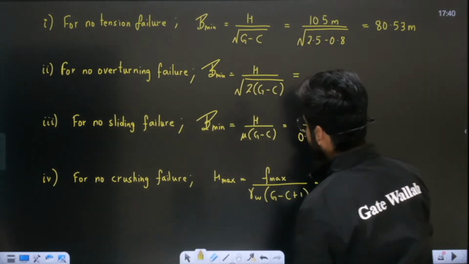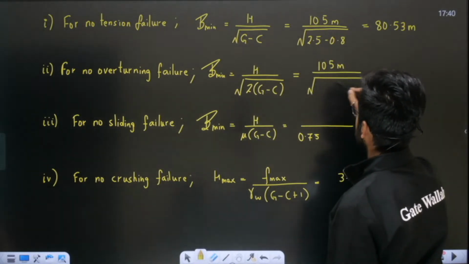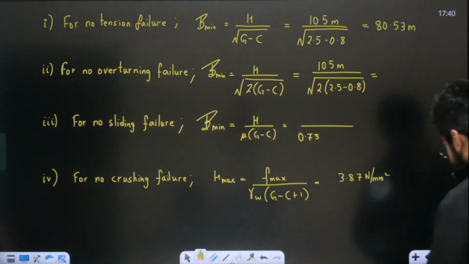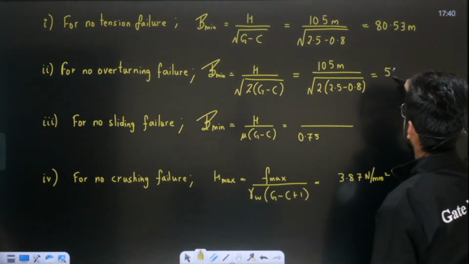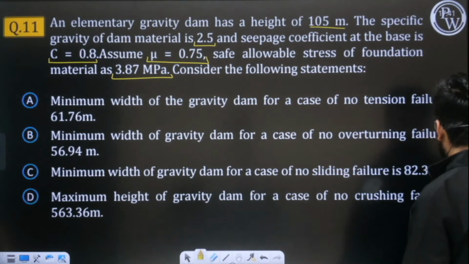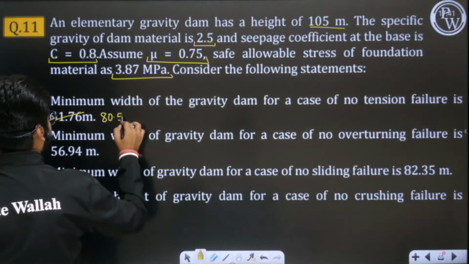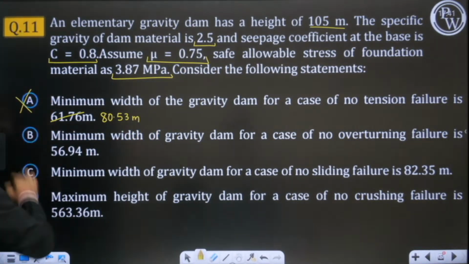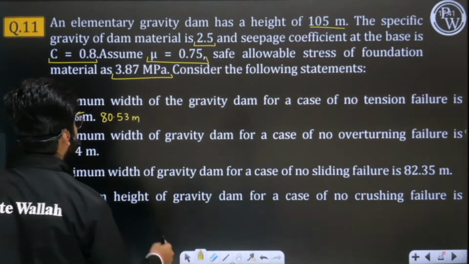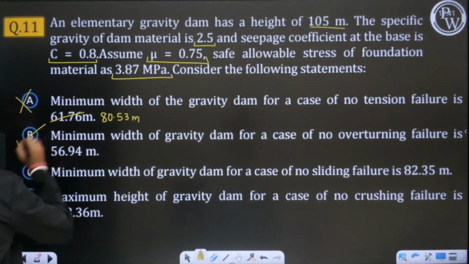The second one: we put the value of H as 105, G as 2.5, C as 0.8. When you solve this, we get 56.94. Also simultaneously check the values. The first one says 61.76, but you are getting 80.53, which means the first statement is wrong. In the second one, minimum width of gravity dam for case of no overturning failure is 56.94. Here also you are getting 56.94. This means the second statement is correct.